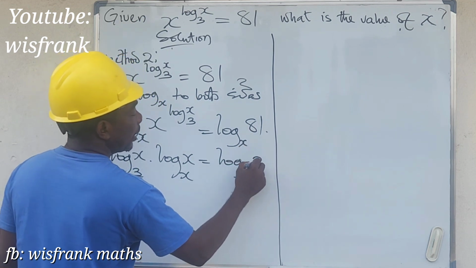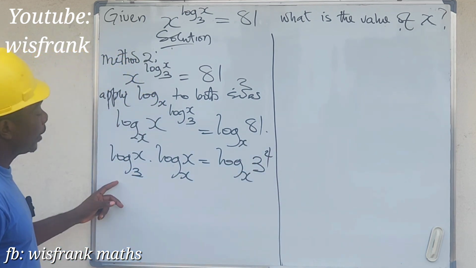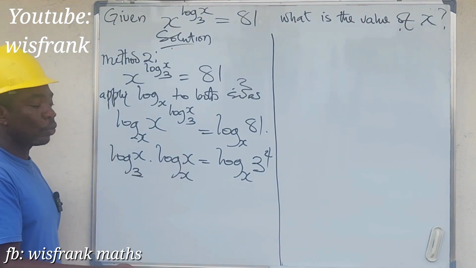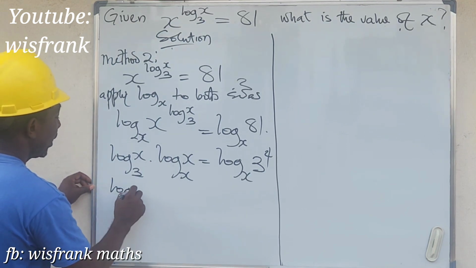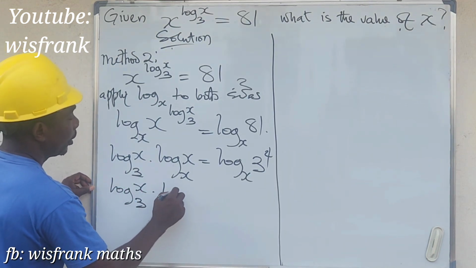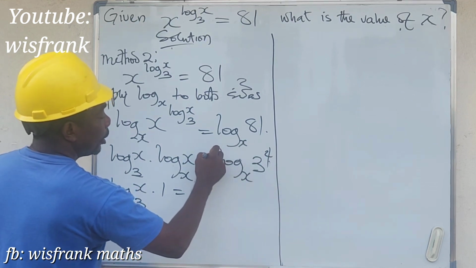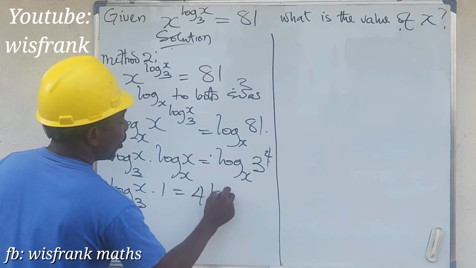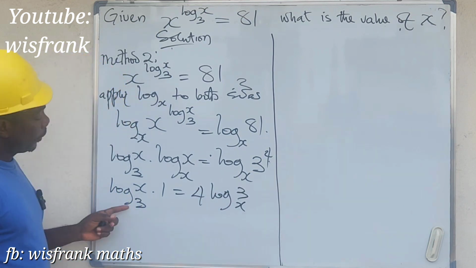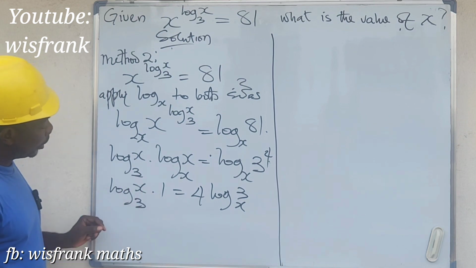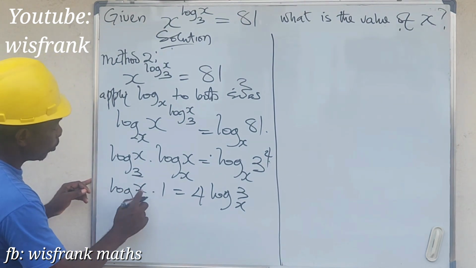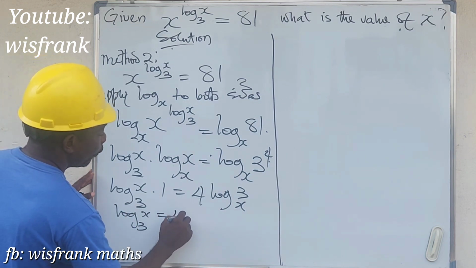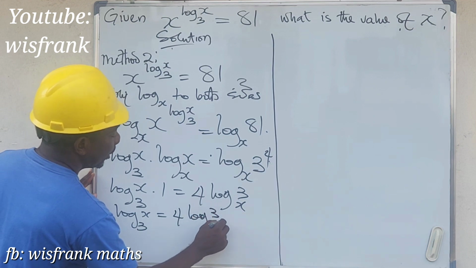This 81 is the same thing as 3 to the power of 4. So we recall that log x to base x is the same thing as 1. So this will become log x to base 3 times 1 equals, this 4 will move to the product side. So we have 4 log 3 base x. So log x base 3 times 1 is the same thing as log x base 3 equals 4 log 3 base x.